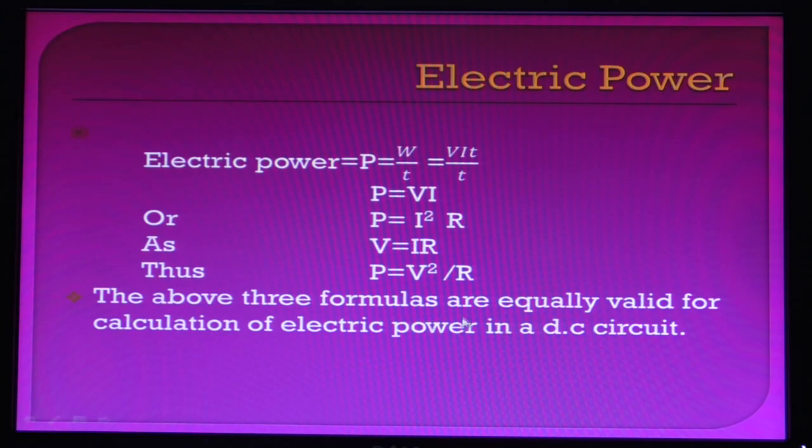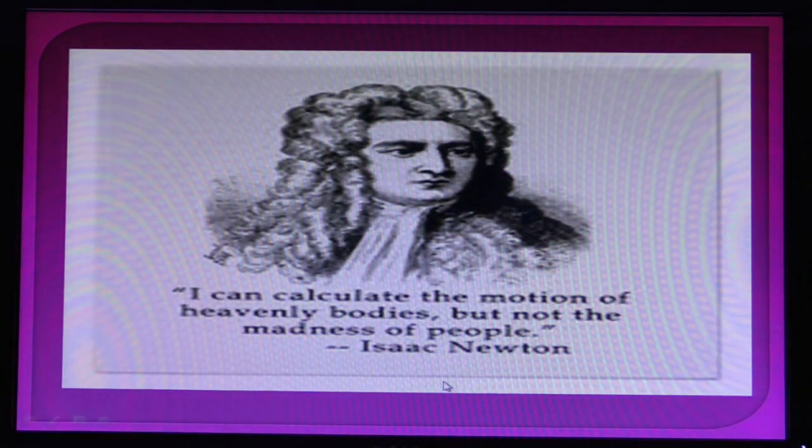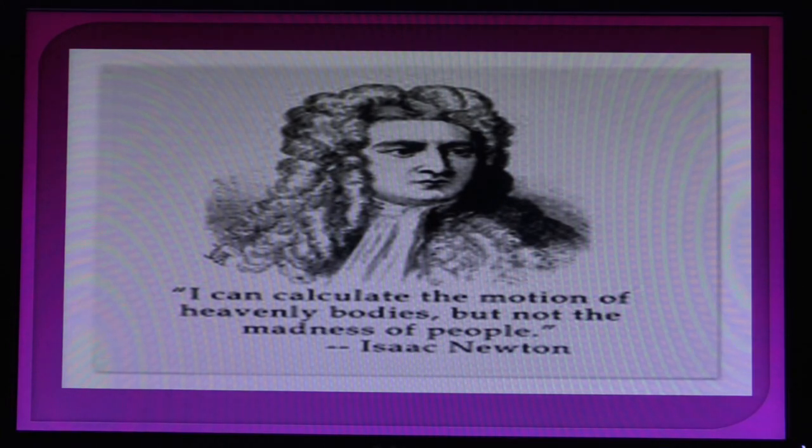So it depends upon the data given. If V and I are given, we can make use of the formula P is equal to VI. If only I and R are given but V is not given, then in order to calculate the electric power we have to use P is equal to I square R. And if in any numerical problem only V and R are given, there is no value of I given, so we cannot use the previous formulas, then we have to use P is equal to V square over R. Hope you all understand this.